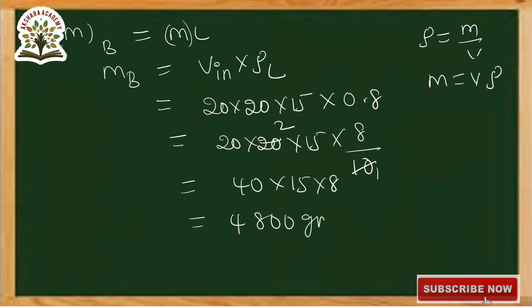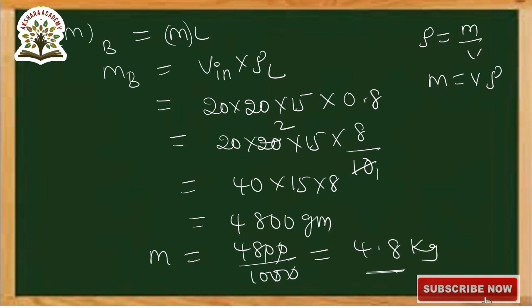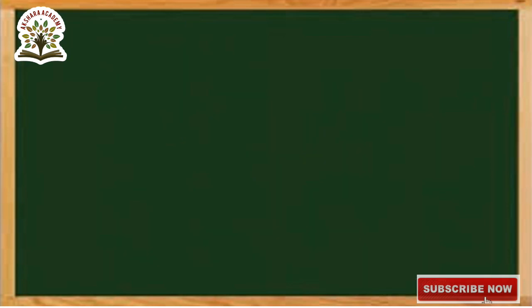we get after multiplication 4800 grams. Converting into kilograms, 4800 by 1000, the zeros get cancelled. 48 by 10 can be written as 4.8 kilogram. This is the mass of the body. So the final answer is Mb equal to 4.8 kilogram. Okay, next we will go to the next question.